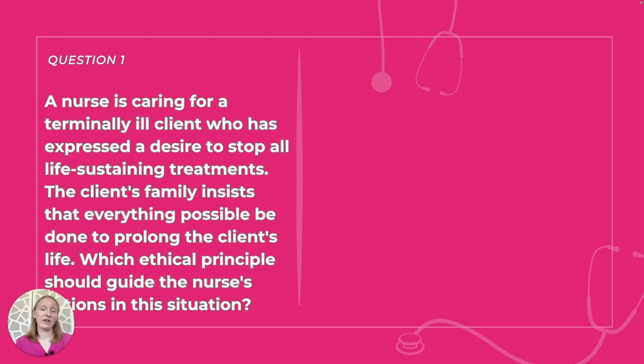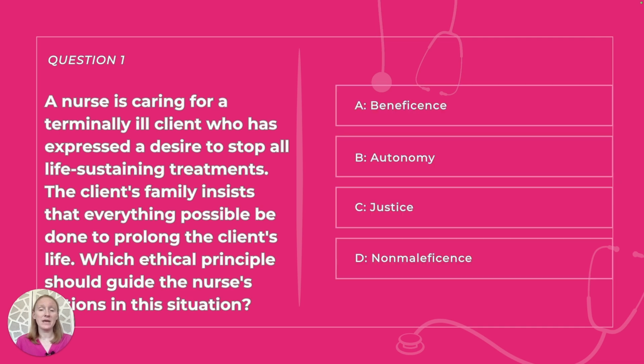A nurse is caring for a terminally ill client who has expressed a desire to stop all life-sustaining treatments. The client's family insists that everything possible be done to prolong the client's life. Which ethical principle should guide the nurse's actions in this situation? A, beneficence, B, autonomy, C, justice, or D, non-malfeasance?